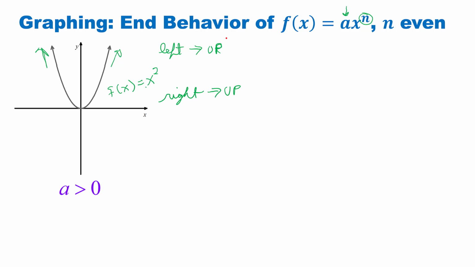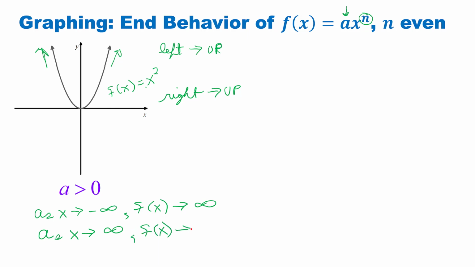Okay, so to write this in mathematical notation, what we would say is as x approaches negative infinity, as we're going to the left, f of x approaches positive infinity, goes up. As x approaches positive infinity, or goes to the right, f of x approaches positive infinity or goes up.